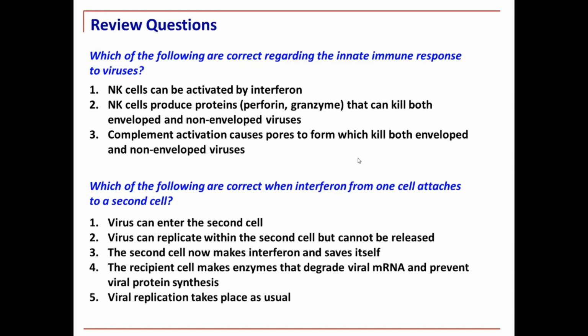Number 3, the second cell now makes interferon and saves itself. That is incorrect because it's already been stimulated by interferon, and that interferon stimulated it to make enzymes that degrade the viral messenger RNA, so it doesn't need to make interferon. The recipient cell makes enzymes that degrade viral messenger RNA and prevent viral protein synthesis. That is correct. Remember, it makes enzymes that degrade messenger RNA and therefore prevent viral protein synthesis and therefore prevent it from replicating. Next one: viral replication takes place as usual. That is obviously incorrect.